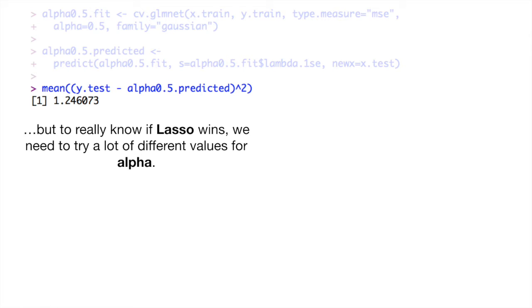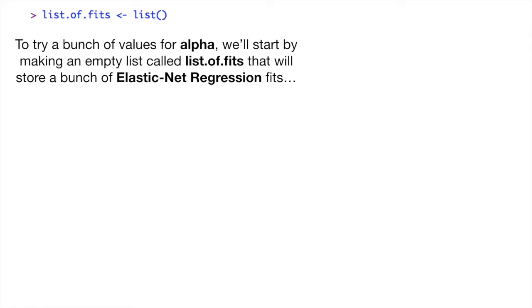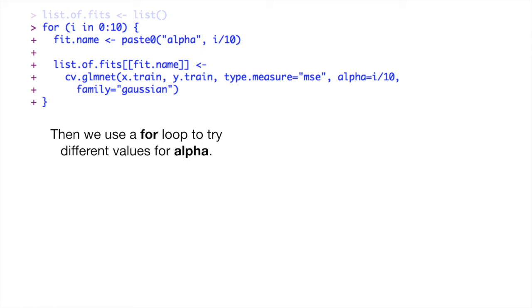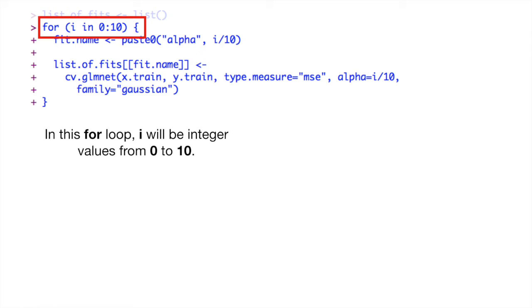But to really know if lasso wins, we need to try a lot of different values for alpha. To try a bunch of values for alpha, we'll start by making an empty list called list.of.fits that will store a bunch of Elastic-Net Regression fits. Then we use a for loop to try different values for alpha. In this for loop, i will be integer values from 0 to 10.